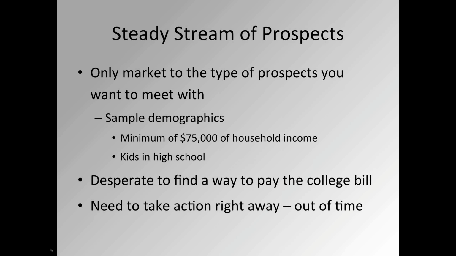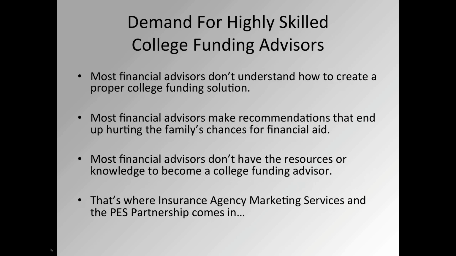We tend to aim only at families with a minimum of $75,000 of income and have kids that are in high school. We like the late stage planning because there's a huge point of urgency, and they're desperate to find a way to take the pain of that college bill out of their hands. So the demand is high for skilled college funding advisors. And when you're done with our program, you will be one of those skilled college funding advisors. And we want to help you and partner with Mark to help your practice be very successful and profitable.